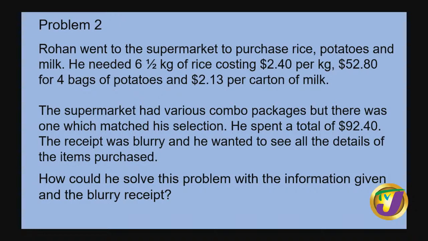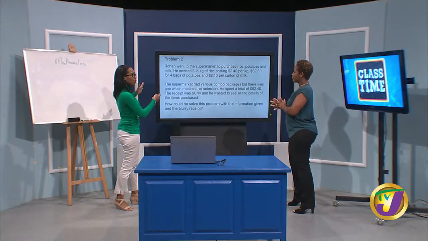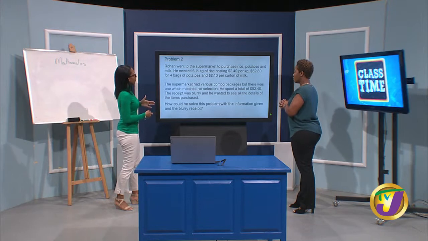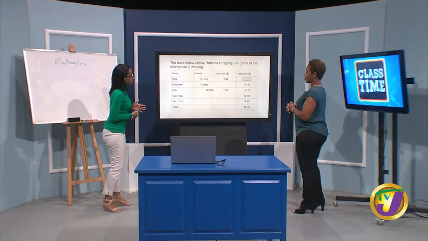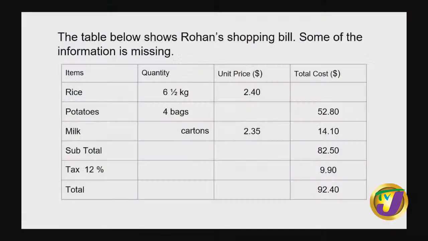So I think maybe we could put this information in a table. Yes, we can put it in a table. All right, let's try and put the information that we have now in a table. Most definitely. So let's see what it would look like. All right. So we have the items, the quantity, the unit price, the total cost.